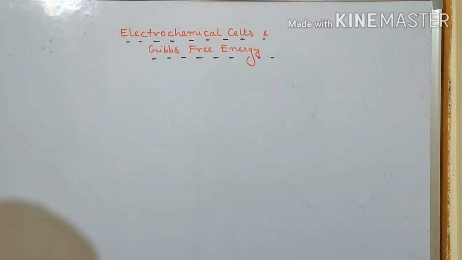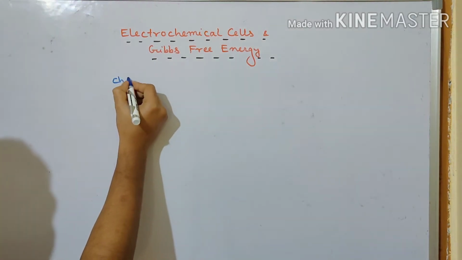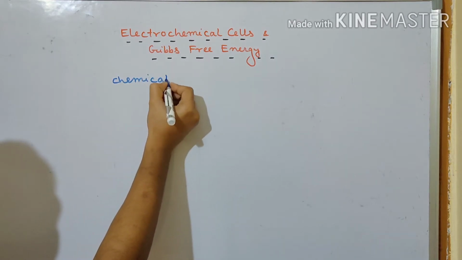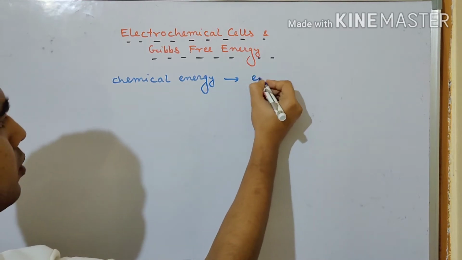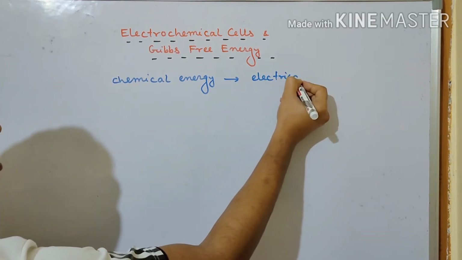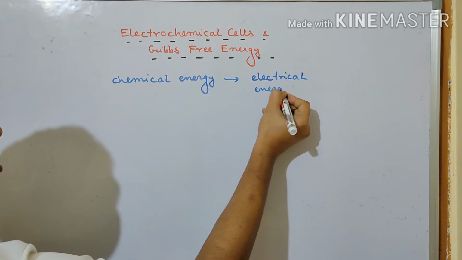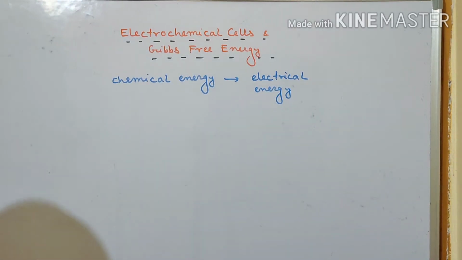Now we know that in electrochemical cells the chemical energy is being converted to electrical energy. So what happens? The chemical energy is being converted to electrical energy, and as a result, the cell potential is related to the Gibbs free energy change. Remember, we have to prove that the cell potential is related to the Gibbs free energy change.